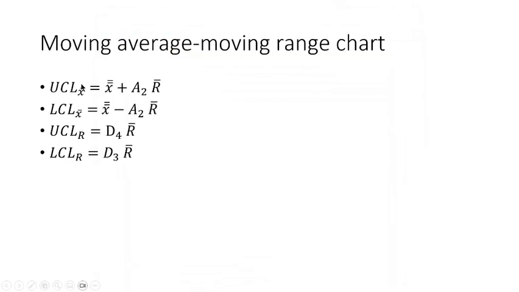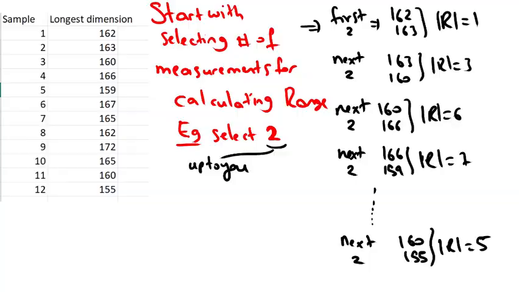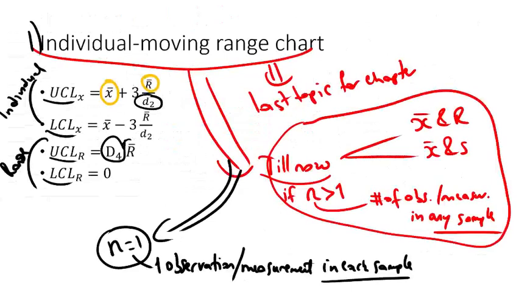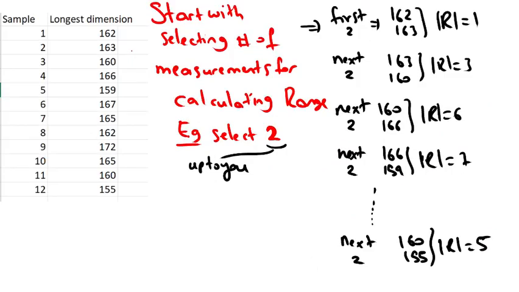So here I will talk about the moving average and moving range chart. This one is very similar to the individual and moving range chart. The only difference is that instead of only the range moving, we move the average as well. Let me show you how it works.